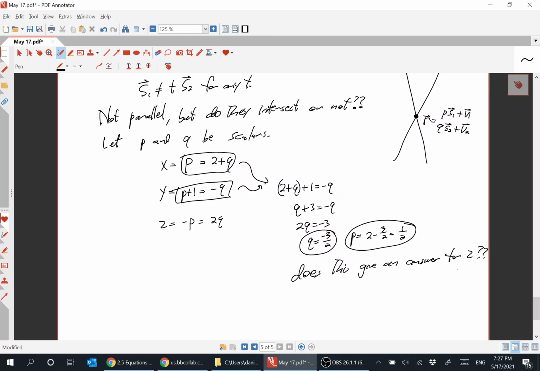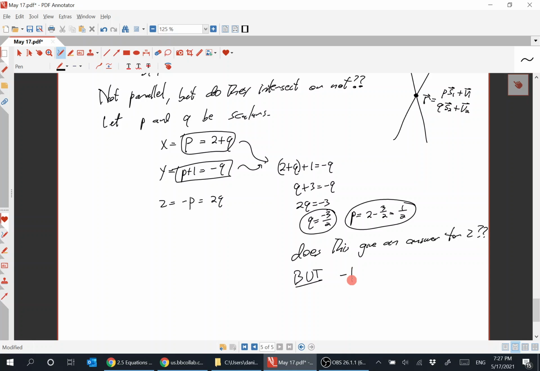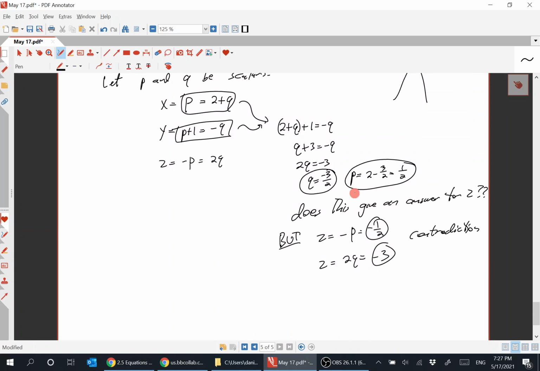And here, in this case, what happens? Minus P is equal to minus 1 half. And then 2Q is equal to minus 3. Not equal. Right, this one says Z is equal to that, and this one says Z is equal to that, and that's a contradiction. Right, so no intersection point. The lines are skew.